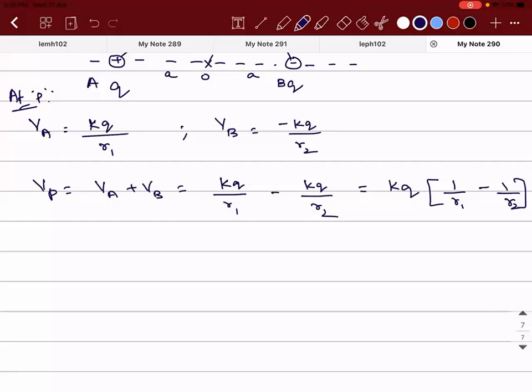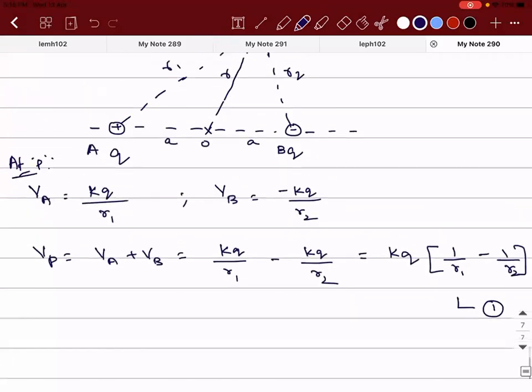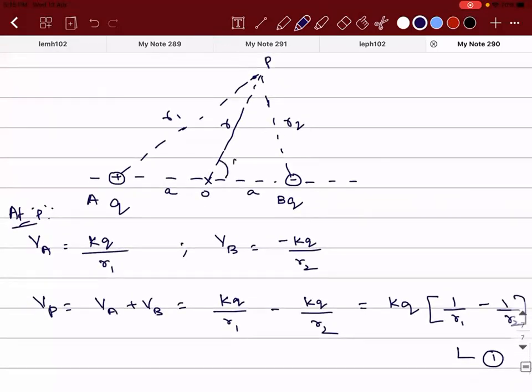Right? But what are we going to do? We'll find 1 by R1 and 1 by R2 in terms of R itself. Okay. This is where a little bit of mathematics is going to come into the picture. Observe. So if I take this angle as theta, then how much is this other angle going to be? 180 minus theta. Okay, I'm going with your textbook derivation.